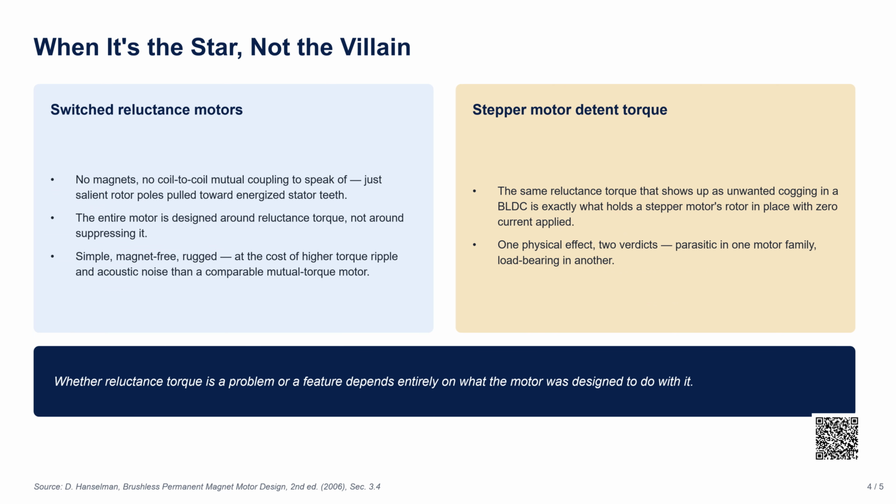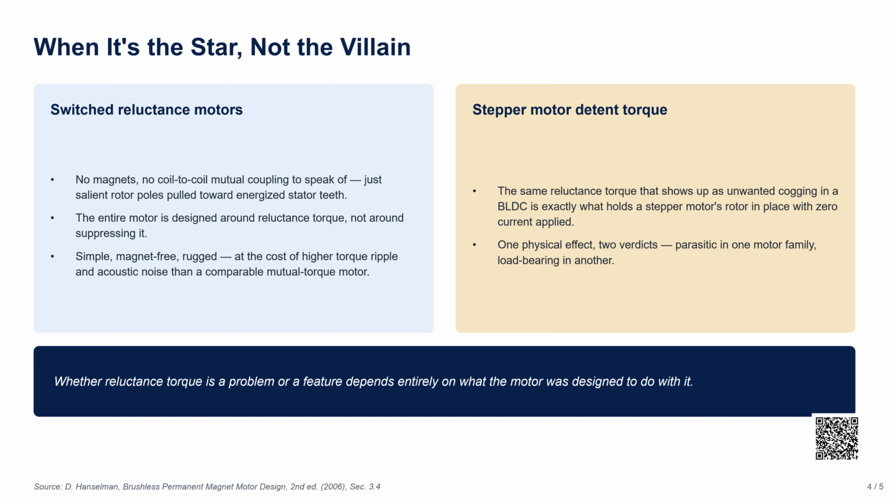So is reluctance torque good or bad? It depends entirely on what the motor was designed to do with it. Take switched reluctance motors. There are no magnets anywhere in the rotor, and essentially no mutual coupling to speak of. The entire machine is designed around reluctance torque, not around suppressing it. That gets you a simple, magnet-free, genuinely rugged motor, at the cost of higher torque ripple and more acoustic noise than a comparable mutual torque design.